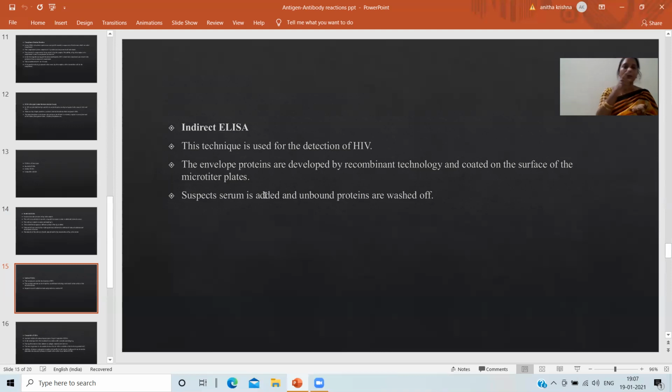Then you're adding the secondary. Process is same as that of your sandwich. Secondary antibody is added, and then washing of the unbound antibodies, and then substrate is added, and then color change is seen, and intensity is directly proportional to your antigen present. So that is about your indirect ELISA.